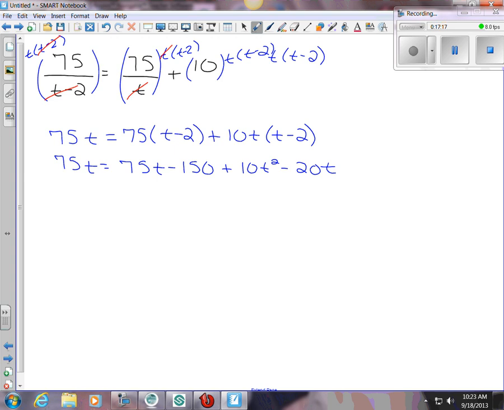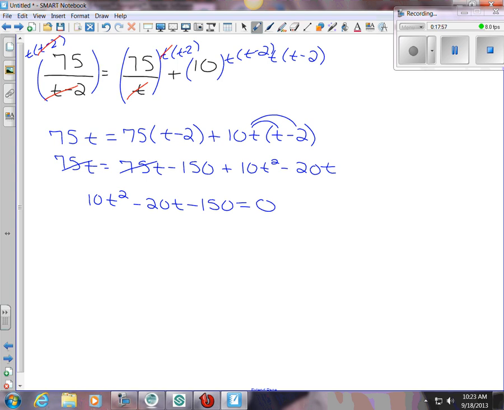Good. Now what? What happens when you have 75t on both sides? Sure. So we get 10t squared minus 20t minus 150. And all I did was put it in descending order. Okay so far? How'd I get t squared? T times t. Gotta distribute.